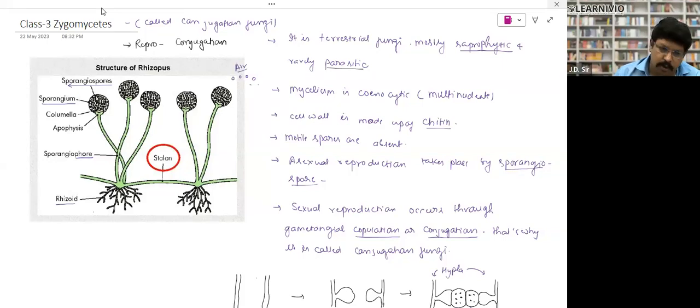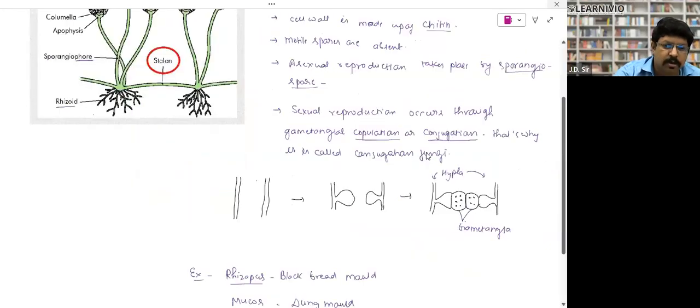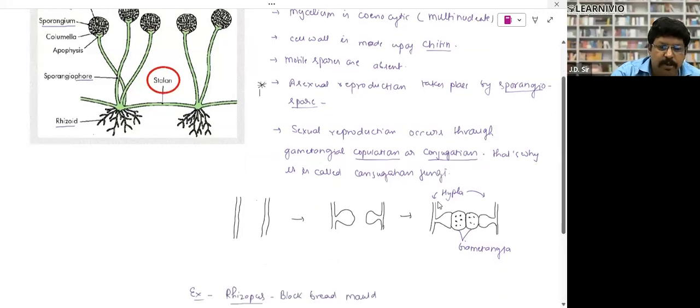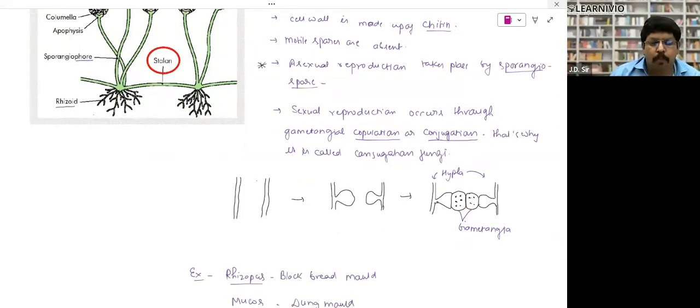Yes, sir. Okay. Mycelium is cenocytic, meaning multinucleate. We have already discussed it. Cell wall is made up of chitin. Nothing special there. Every fungus has chitin as a cell wall. Motile spores are absent. Okay, it is also not that important. Asexual reproduction takes place through sporangiospores, that you need to remember. Sexual reproduction takes place through copulation or conjugation. That's why they are called conjugation fungi, right?